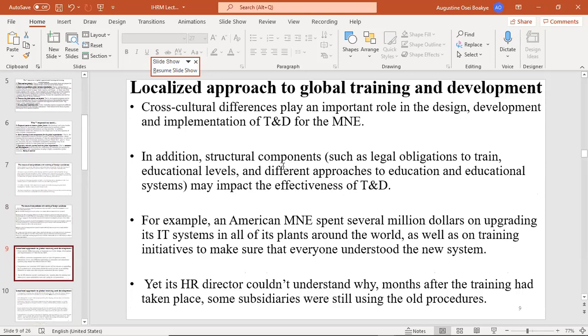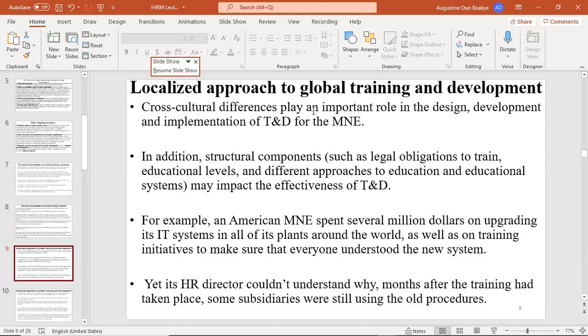Now, localization approach to global training and development. Like I was saying earlier on, if a multinational enterprise assumes that the headquarters way of doing things is much superior, and so it should be exported to other subsidiary countries, they are likely to face a lot of resistance, and the program is even likely to fail, particularly because it did not take into consideration the cross-cultural differences which are at play over here. So when they decide to use the localization approach, what happens?